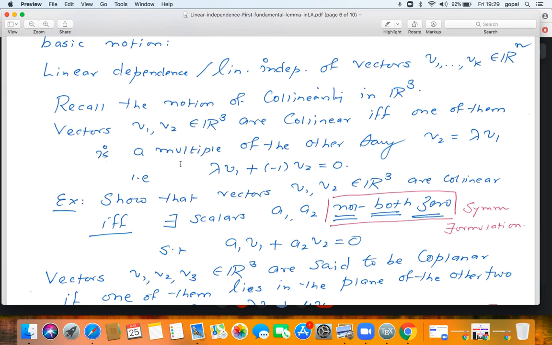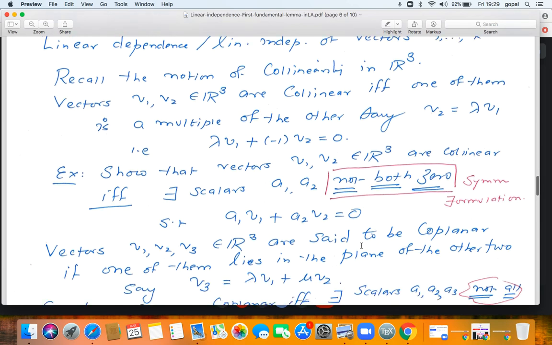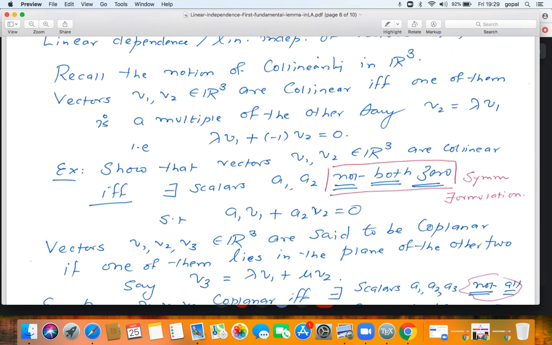So you show that vectors V1, V2 in R3 are collinear if and only if there exist scalars A1, A2, not both 0, at least one of them non-zero, such that A1 V1 plus A2 V2 is 0. This is a more symmetrical formulation than the earlier one. The earlier one is an unsymmetrical formulation: there's a minus 1 sitting somewhere and there's a lambda sitting somewhere. This one is more symmetrical: A1 V1 plus A2 V2 is 0, and at least one of them is non-zero.